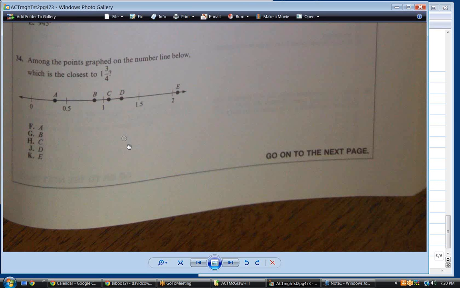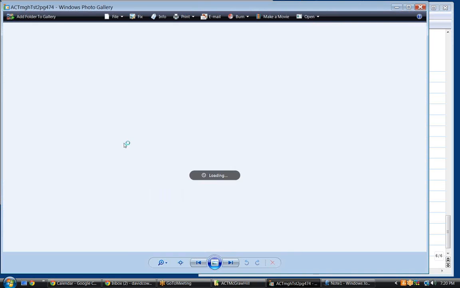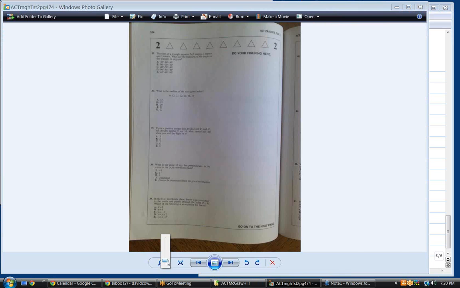Which is the closest to 1.34? E. Yeah. 473. I wish they were all like that, huh?